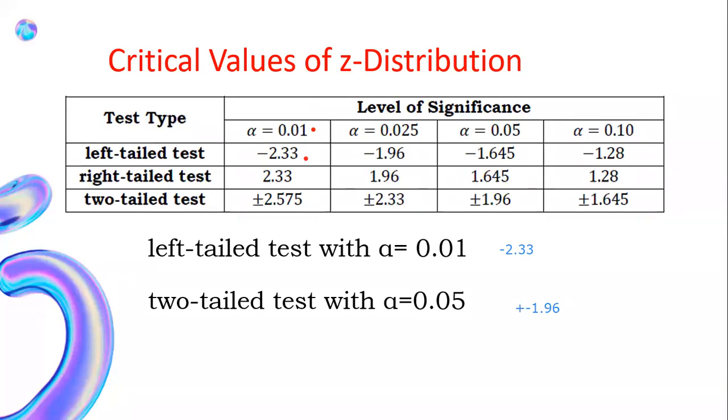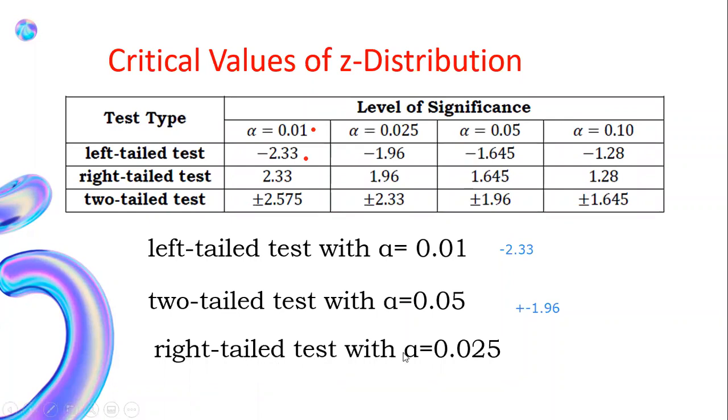And lastly, what if you have a right-tailed test at 0.025? So at 0.025 for a right-tailed test, the critical value of Z is positive 1.96. So that's how we use the table for the critical values of the Z distribution.